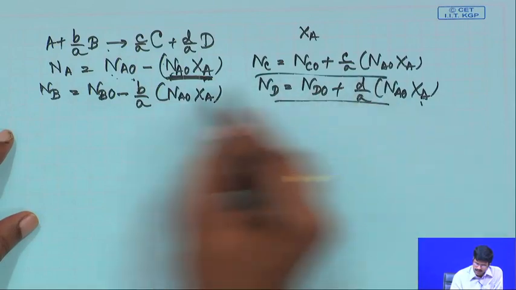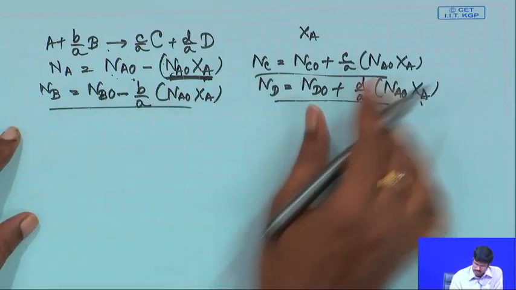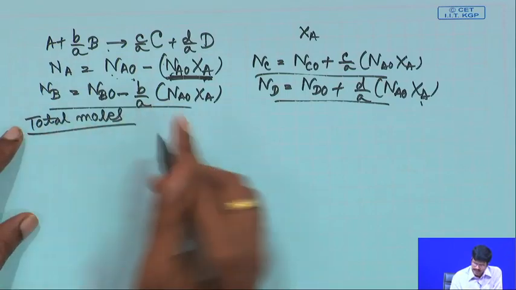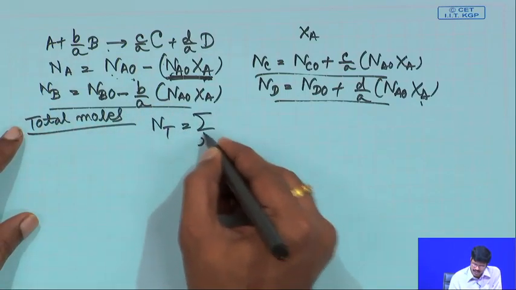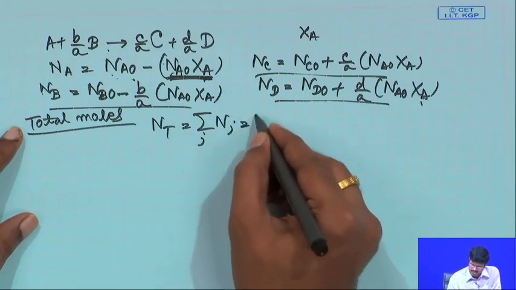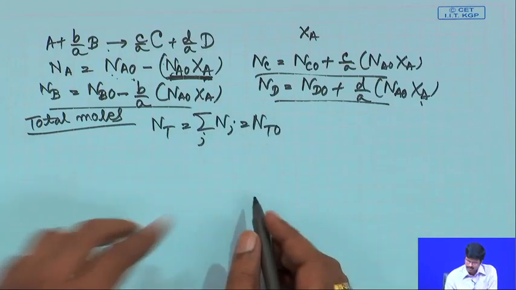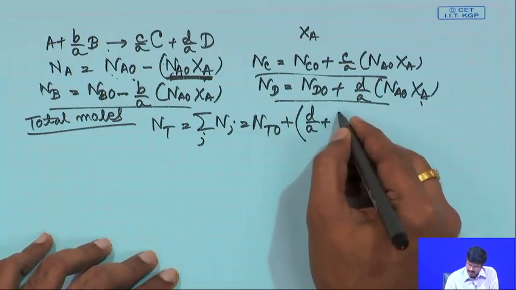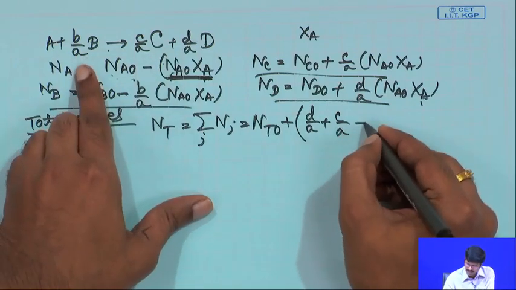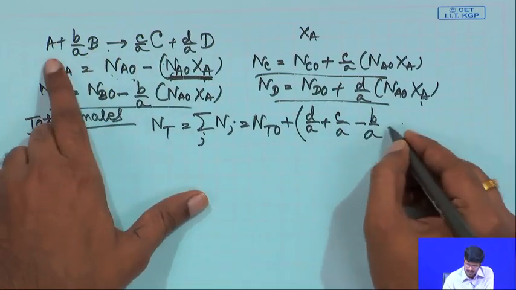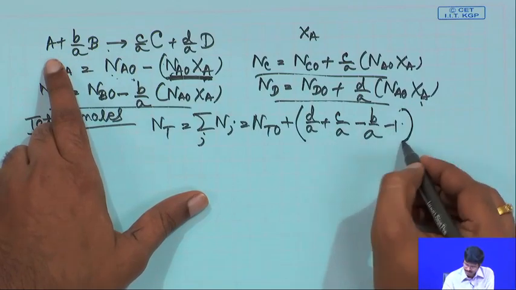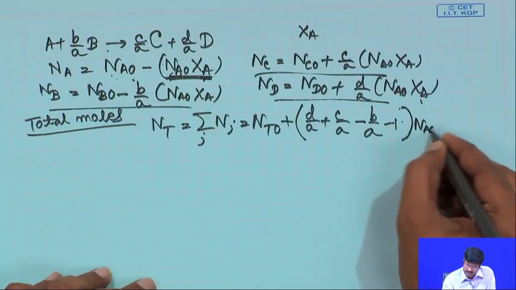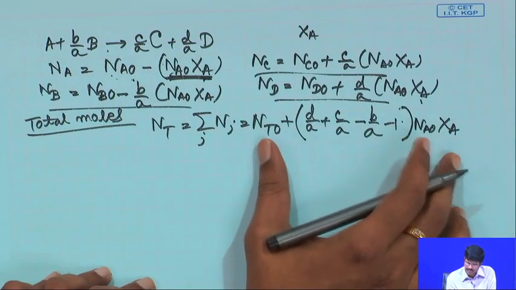So, from here then the total moles, whatever is the total moles of all the species at time t, total moles at time t is Nt equals the sum over j of all the species Nj, which equals the total moles to start with, total moles fed, plus d by a plus c by a minus b by a minus 1. These are all the coefficients of the reaction, into Na0 into Xa. So, this is the total moles at time t.